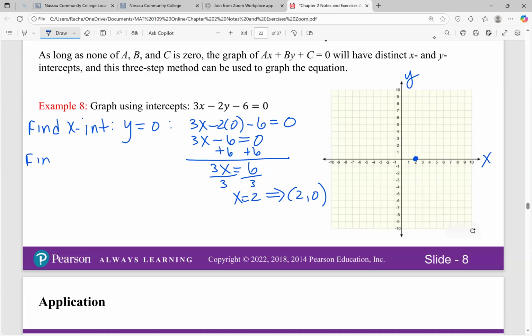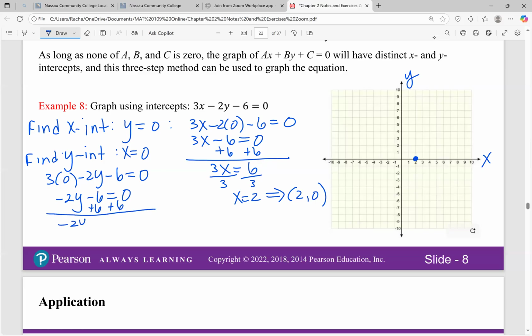Now let's find the y-intercept. And that's when we set x equal to 0. So in my equation, I'm going to have 3 times 0 minus 2y minus 6 is equal to 0. And now we're going to solve for y. So 3 times 0 is 0. So I'm going to have negative 2y minus 6 is equal to 0. Let's add 6 to both sides. So I'm going to get negative 2y is equal to 6. And then divide by negative 2.